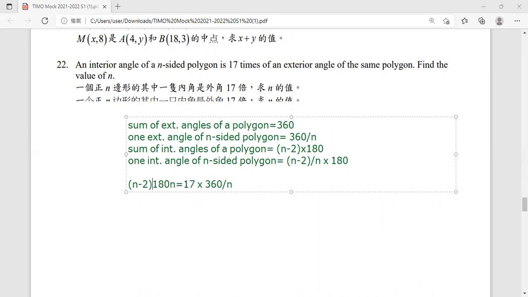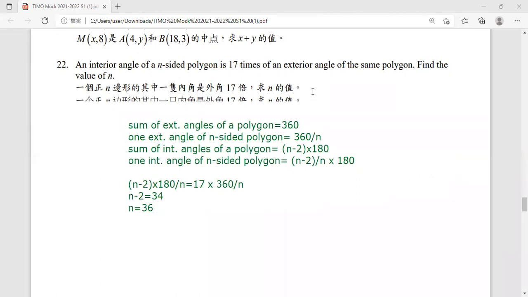Oops, should be. Now, you just divide it by 160 over n, so n minus 2 equals 34, and n equals 36. So the answer is 36. The answer is 36, not 18.